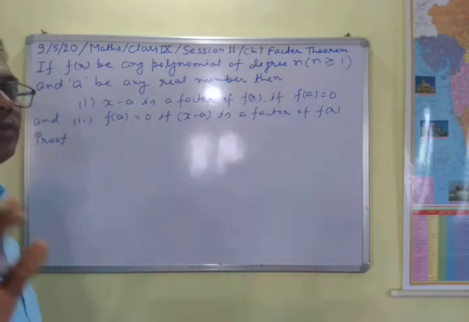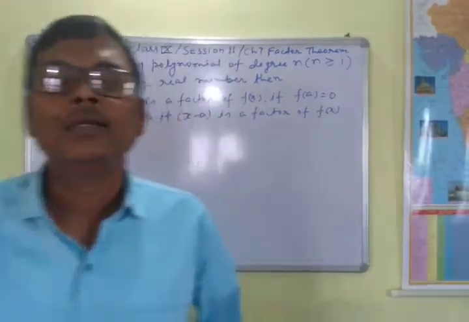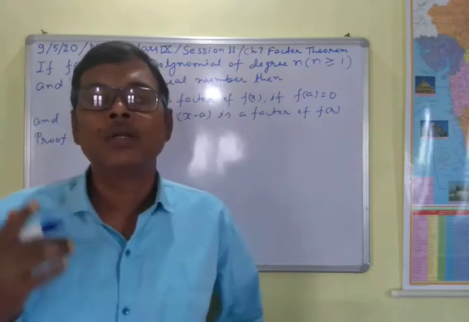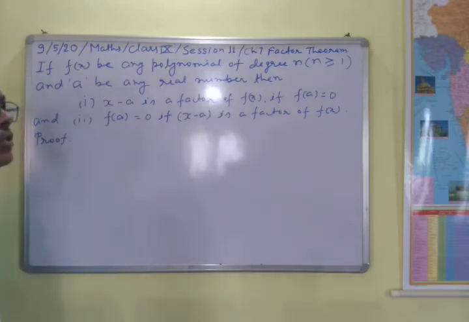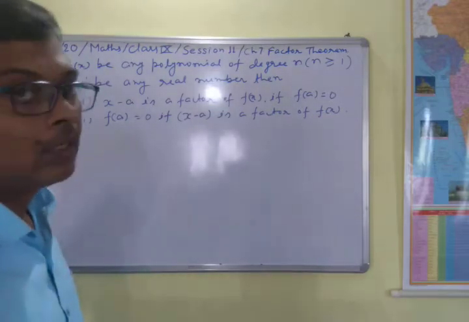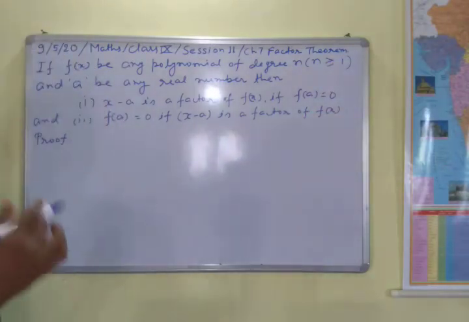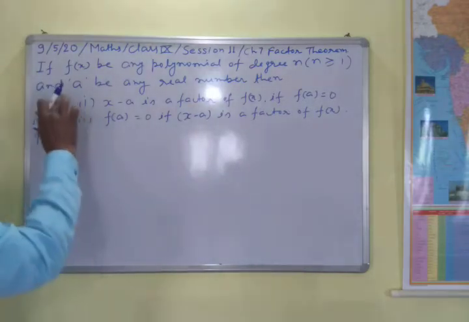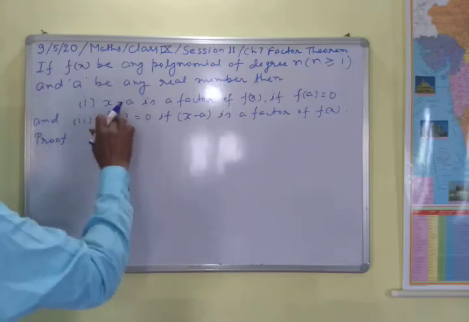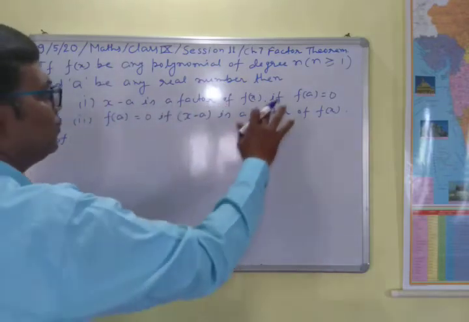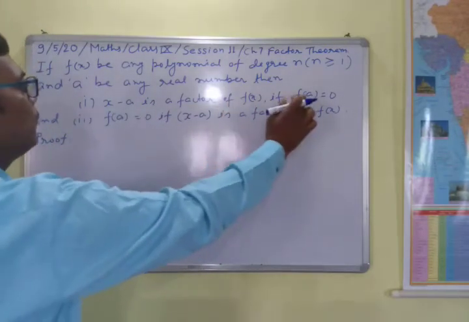So in this factor theorem, you must remember that f(x) is a polynomial of one variable. That is, there is only one variable, and the degree of this polynomial may be any real number. The condition is that n is greater than or equal to 1, that is, the value of n may be 1, 2, 3, 4, and a is any real number. Then x minus a is a factor of f(x) if f(a) equals 0.